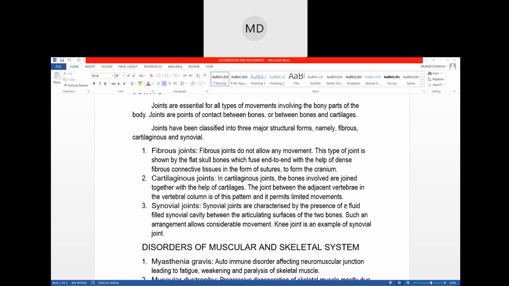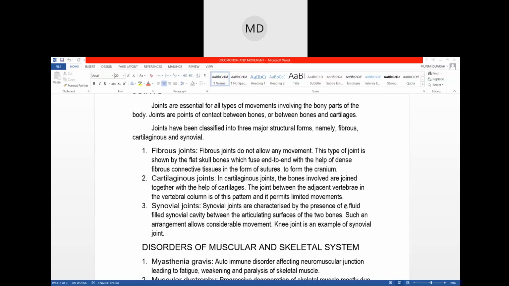In the knee, in between the thigh bone and the leg bone, there is a fluid-filled cavity, known as the synovial cavity. There is fluid in the knee.